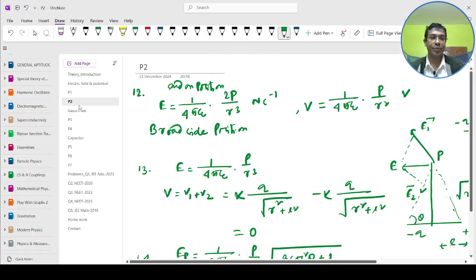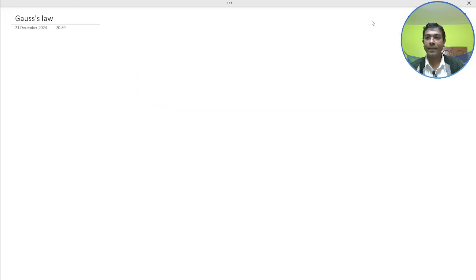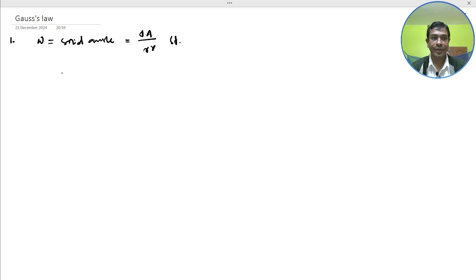Now going ahead, our second topic, Gauss law. First is the Gauss theorem. Basically we have to deduce one thing, the solid angle omega. The solid angle is defined as the area del A by R square, in steradian. This is the solid angle d omega equals dA cos theta by R square.